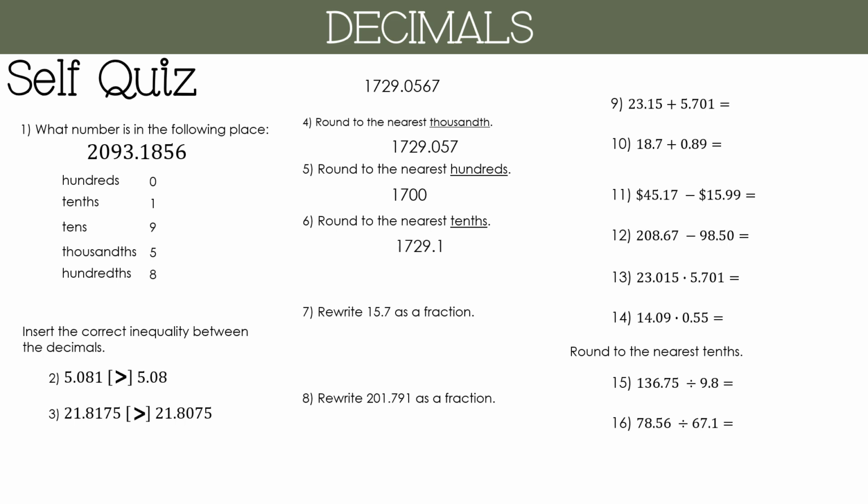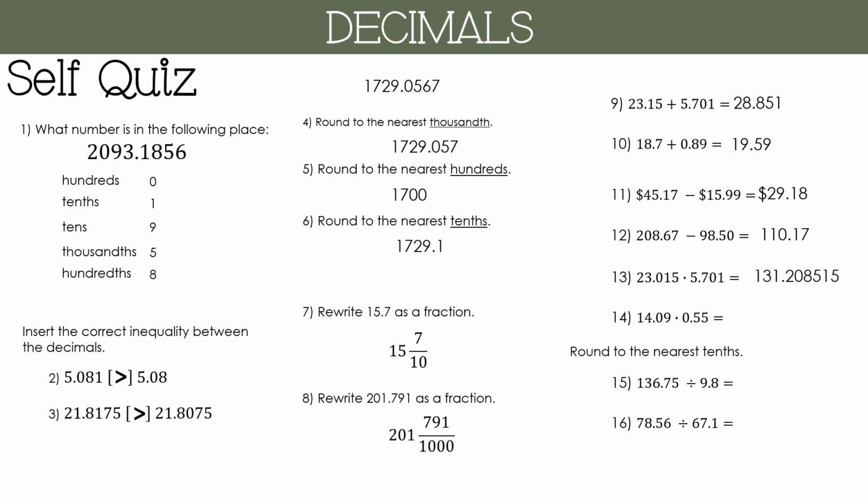1,729 and 1/10. Number 7, you're asked to rewrite 15 and 7/10 as a fraction. Did you get 15 and 7/10? What about number 8, 201 and 791 thousandths? 201 and 791 thousandths. Number 9, 28.851. Number 10, 19 and 59 hundredths. Number 11, $29.18. Number 12, 110 and 17 hundredths.